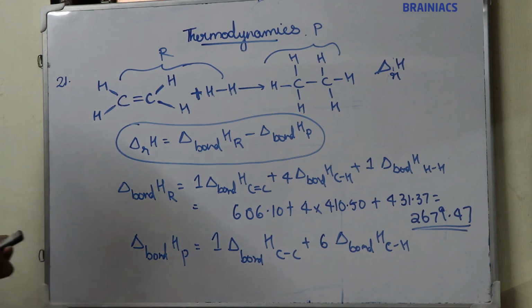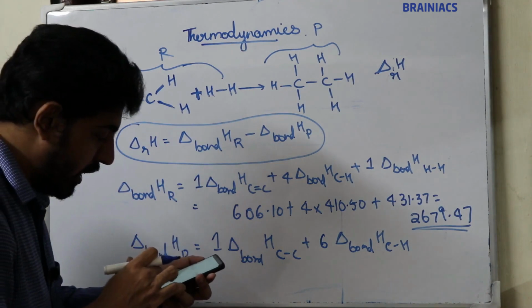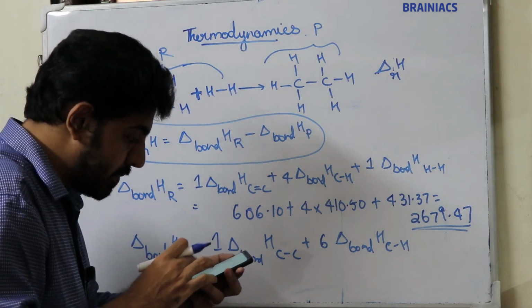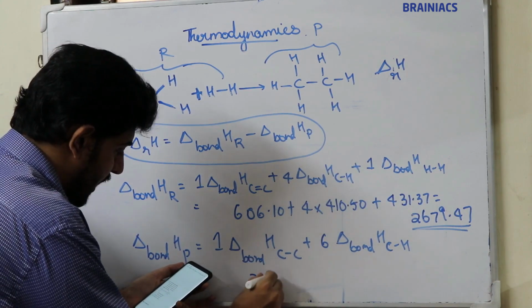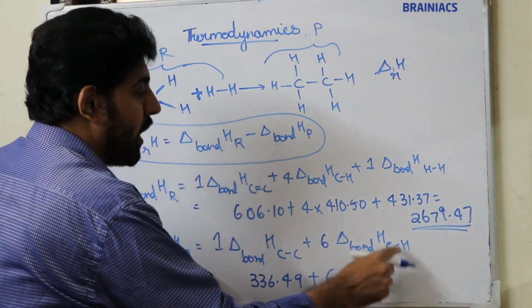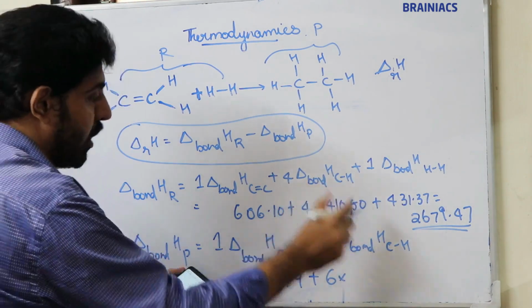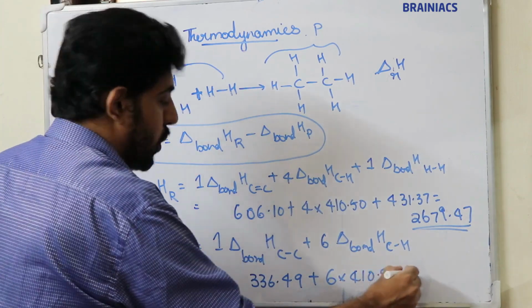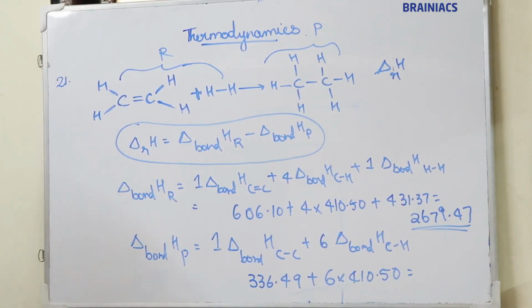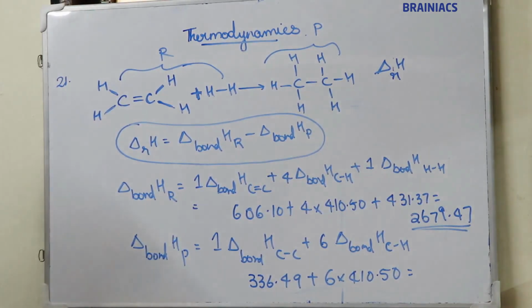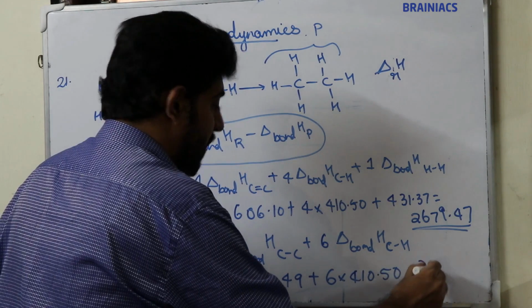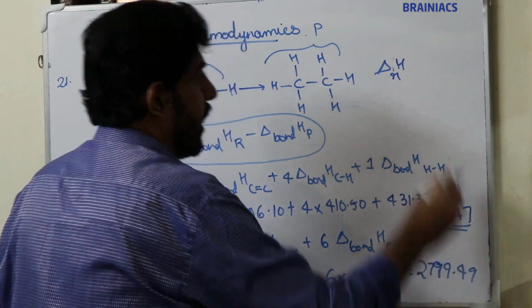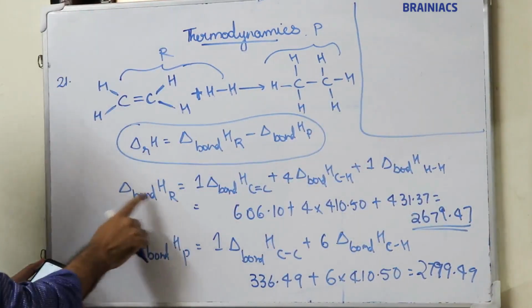Here bond enthalpy of C-C bond is given. Bond enthalpy of C single bond C is 336.49, plus 6 into bond enthalpy of C-H bond. Already we know the value of C-H bond, it is 410.50. So you will get 2799.49. Okay. So we got bond enthalpy of product and bond enthalpy of reactant.